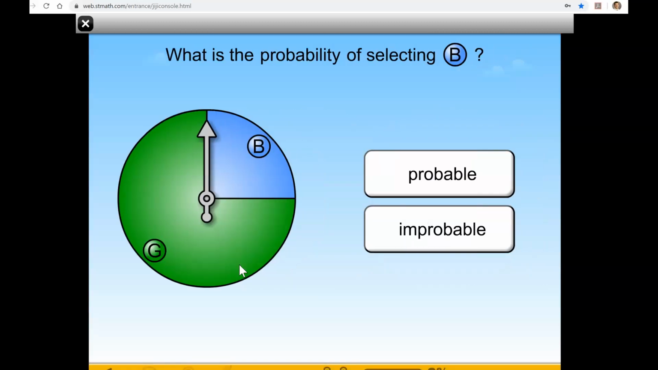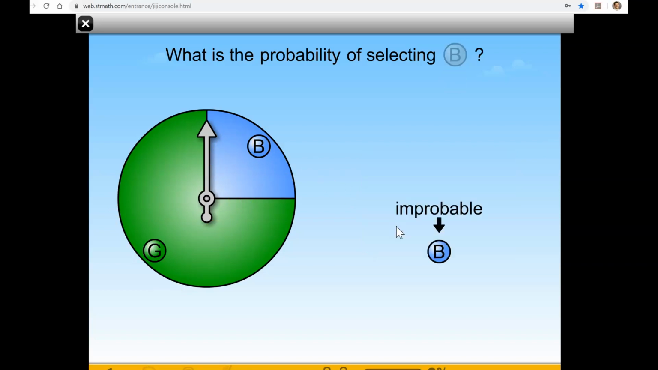So the very first level is all about basic probability, whether or not you can think something happened. What is the probability of selecting B? B is the 25% chance of this full circle and G is the 75% chance. Well, B is between probable and improbable. It is more likely that you're going to select G, so it is less likely that you're going to select B. So that's why it's improbable.